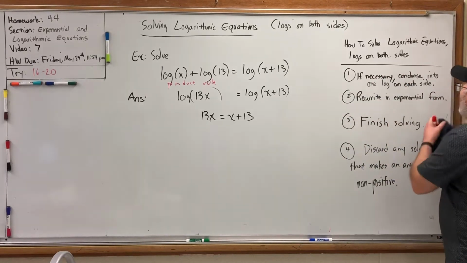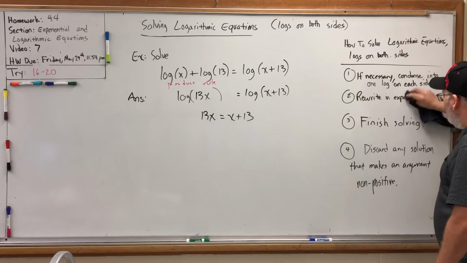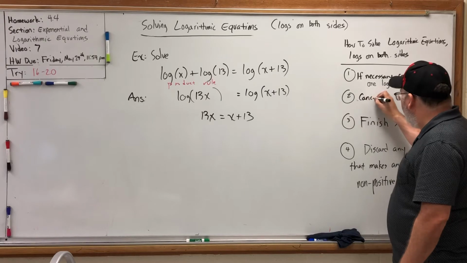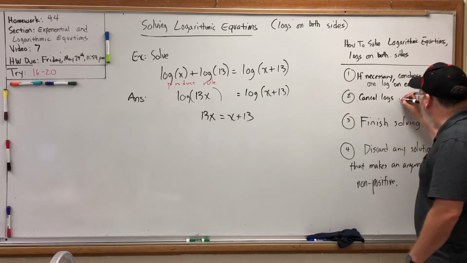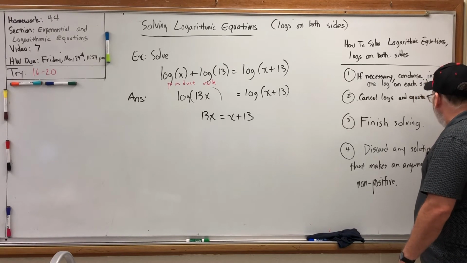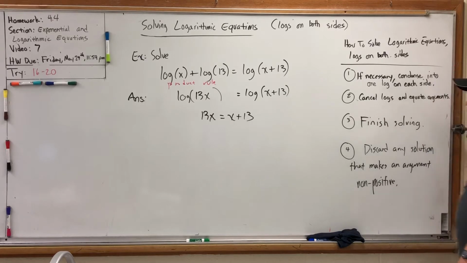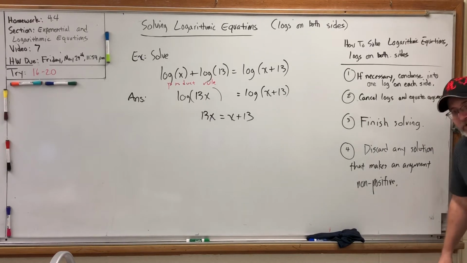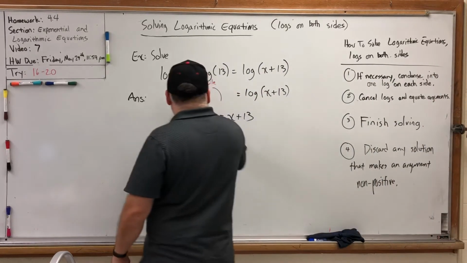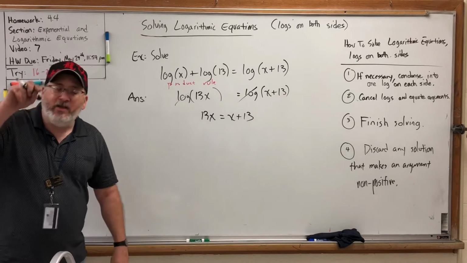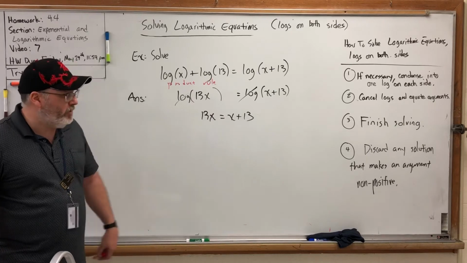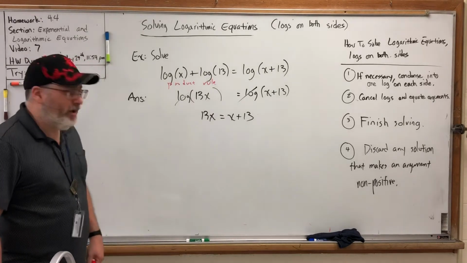The second step, when you have logs on both sides, after condensing, is not to rewrite in exponential form, but cancel logs and equate arguments. Equate being a verb, meaning to set equal to each other. So cancel the logs, but not until there's only one log on each side. One log on each side, you can cancel them. Only if there's one log on each side. The last two steps are the same. Finish solving, discard any solution that makes an argument non-positive.